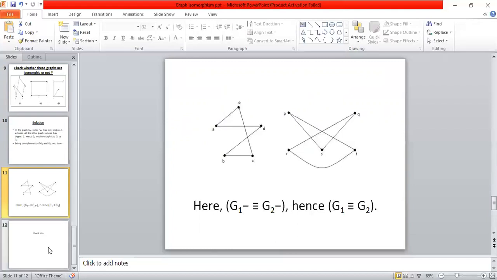Okay, this is about today's topic, graph isomorphism.